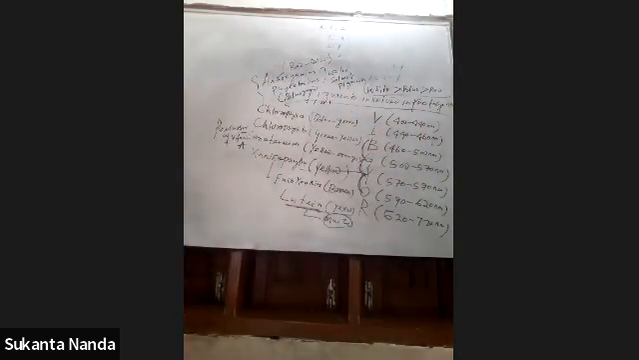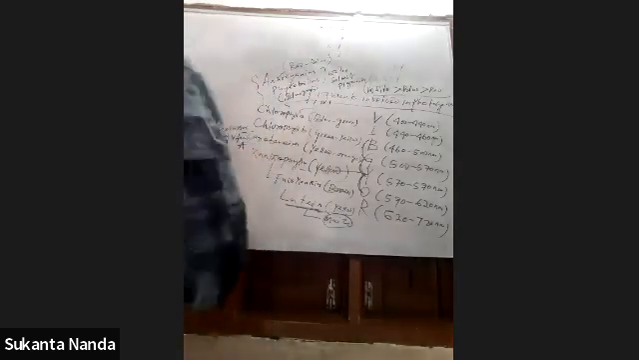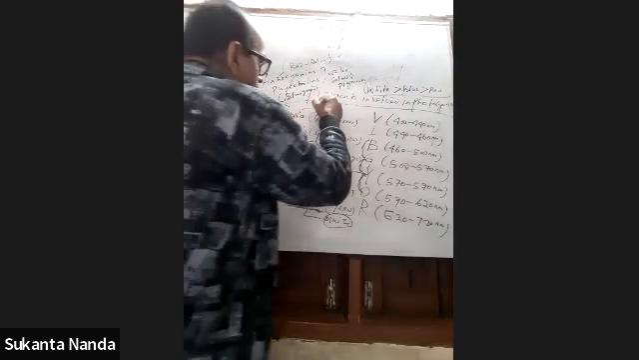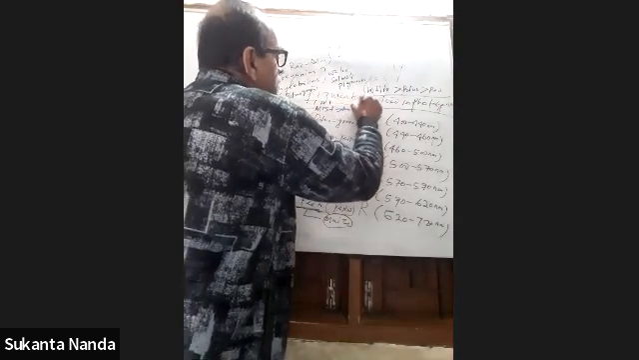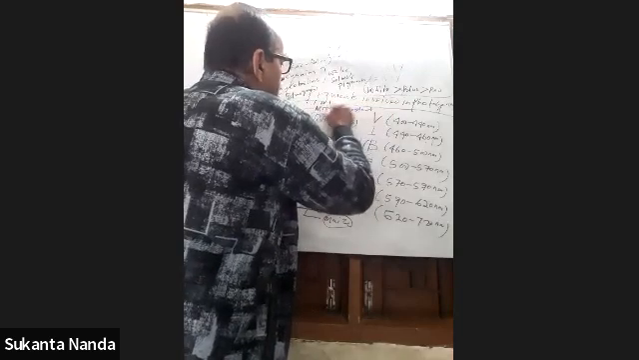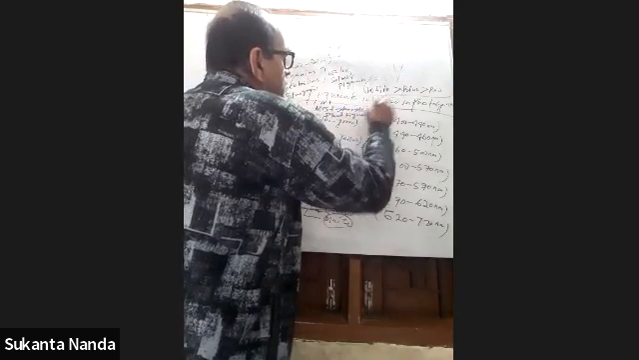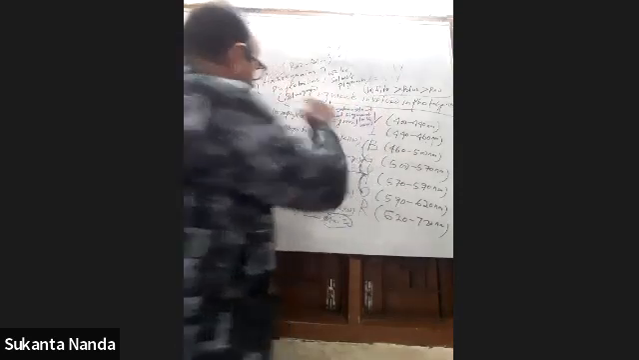Okay, chlorophyll A is the most abundant plant pigment in the world. Okay, this is chlorophyll A.